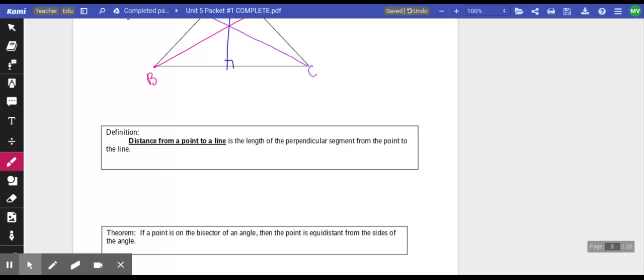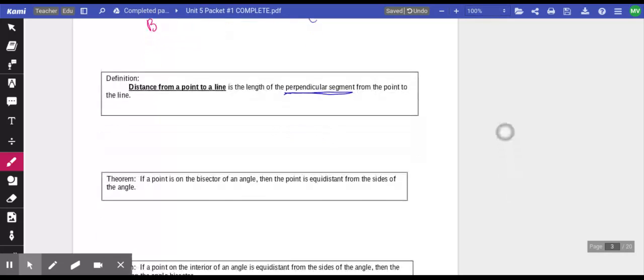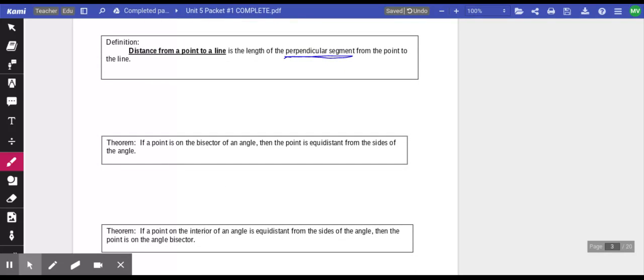Definition. The distance from a point to a line is the length of the perpendicular segment to the point. So distance is always measured perpendicular. Theorem. If a point is on the bisector of an angle, then the point is equidistant from the sides of the angle. So let's take a drawing and see what we're talking about here.